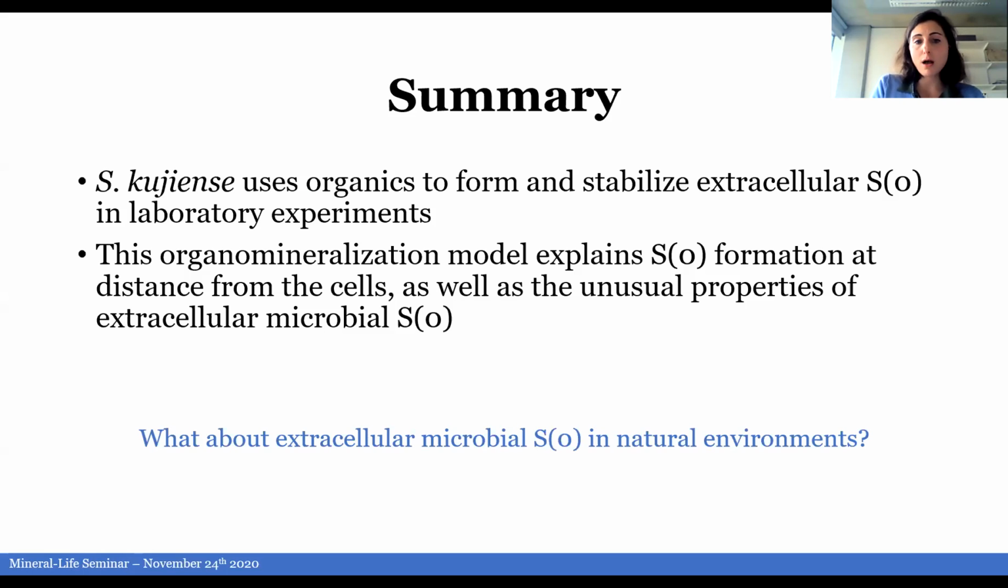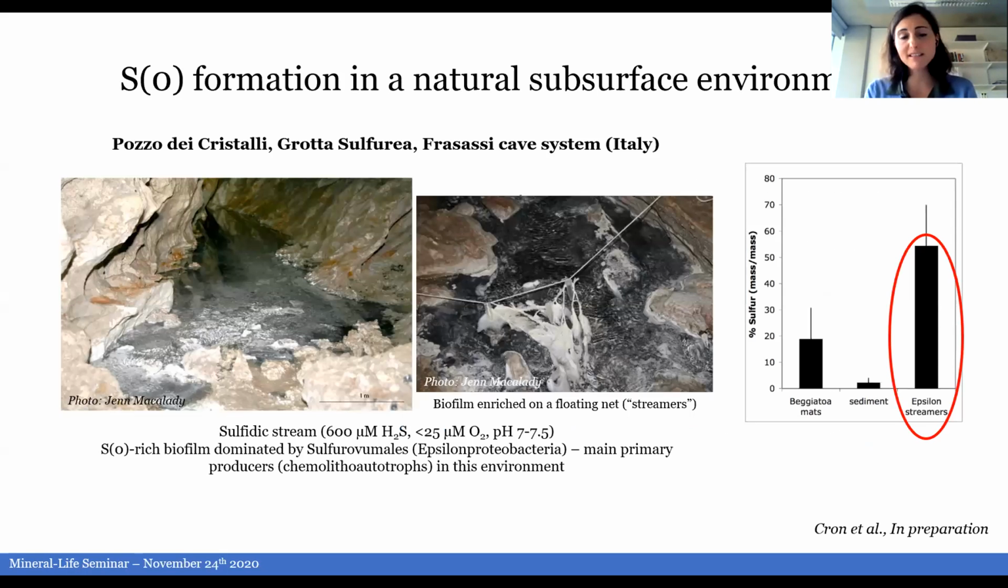So now we have to ask ourselves, what about the natural environment? Because so far I've been describing experimental systems. So can we go to a natural environment and find elemental sulfur and determine whether or not this process is at play? And if we are right, we can make predictions about what elemental sulfur in the environment should look like, right? It should have a metastable crystal structure, it should be associated with organics, and it should have weird morphologies. So this is what we've done.